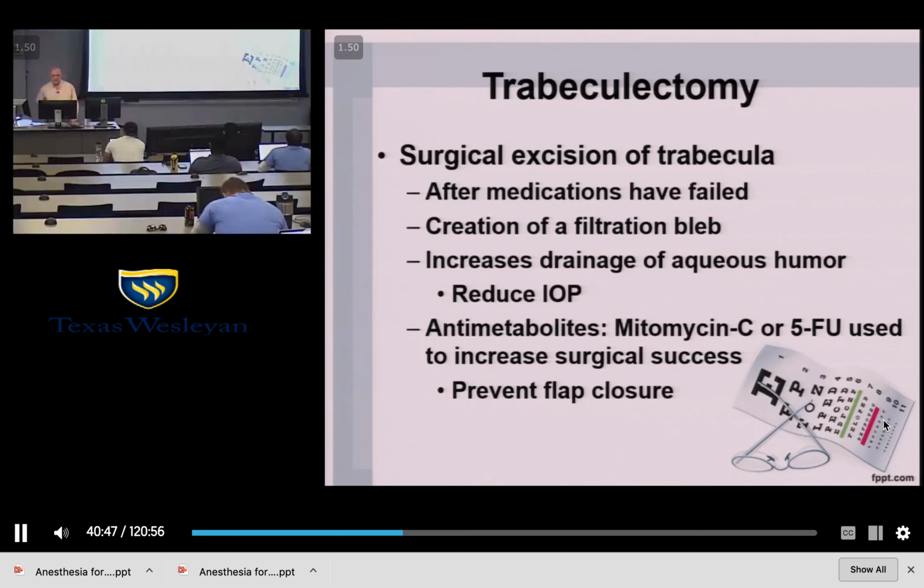So if your patient has open-angle glaucoma and medications have failed, I told you that they may need a trabeculoplasty or a trabeculectomy. Well, this is what it is. All right? It's a surgical incision of the trabecula. And the ophthalmologist is creating a filtration web that increases drainage of aqueous humor and decreases intraocular pressure. They may choose to have antimetabolites like mitomycin C and 5-FU administered to prevent flap closure. So mitomycin C and 5-FU may be administered to prevent flap closure.